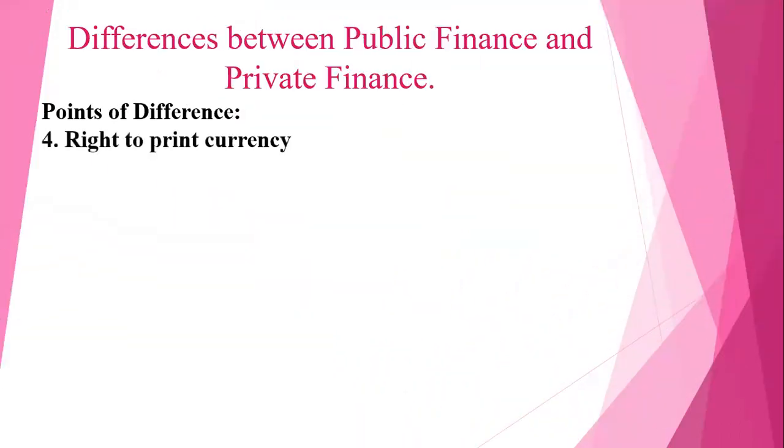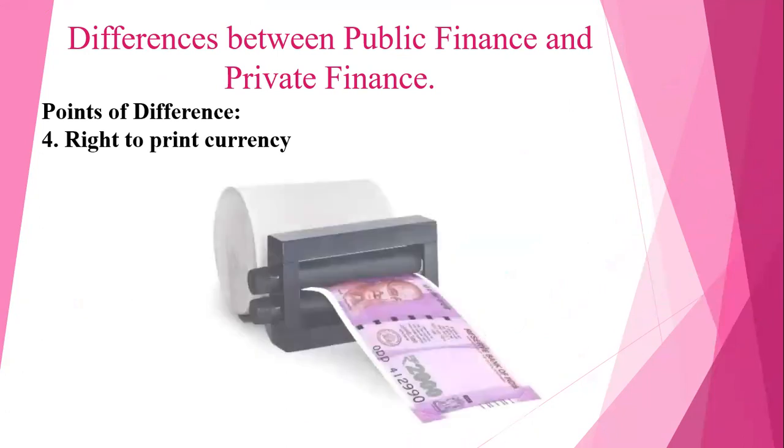Now, students, fourth point, right to print currency. For discharging its debt obligations, the government can create currency, but a private economic unit does not have this authority. After the breakdown of the gold standard, the introduction of paper currency has provided unlimited power to the government to increase currency supply at will.